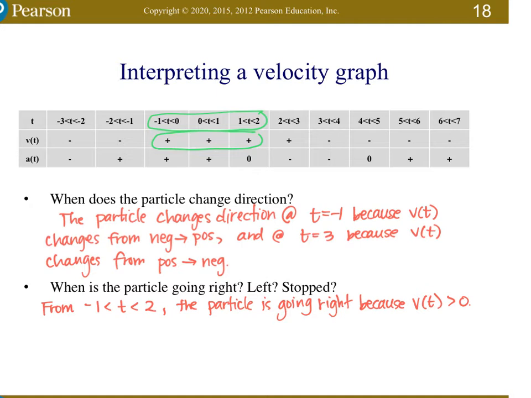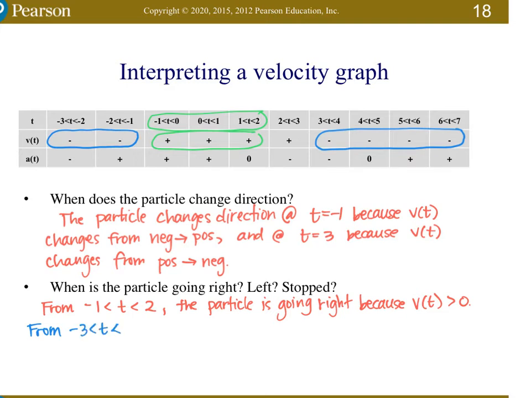The velocity is positive. Well, when is it going to the left? Well, anytime I would have negative values, the particle is going to the left. So from -3 up to -1, and again from 3 all the way up to 7, the particle is going left because, for the opposite reason, v of t is less than 0.